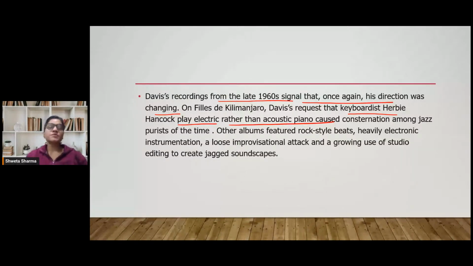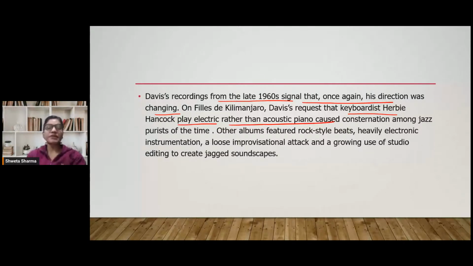Okay, so Davis's recordings from the late 1960s signal that once again his direction was changing. On Filles de Kilimanjaro, Davis requests that keyboardist Herbie Hancock play electric rather than acoustic piano, causing consternation among jazz purists of the time. And more importantly, other albums featured rock-style beats, heavily electronic instrumentation, a loose improvisational attack, and a growing use of studio editing to create jagged sound spaces, right?